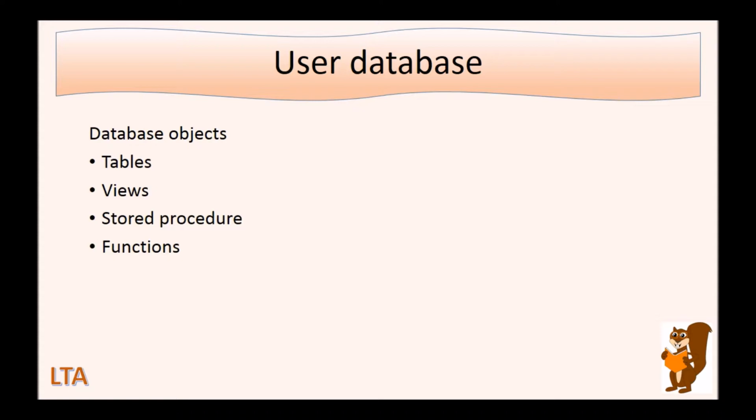Functions actually provide a mechanism for extending the functionality of a database. There are 2 types of functions, scalar and table functions. A scalar function returns only a single value, whereas a table function returns a table and it can consist of 0 or more rows. Now let's see a few examples of some of the database objects.